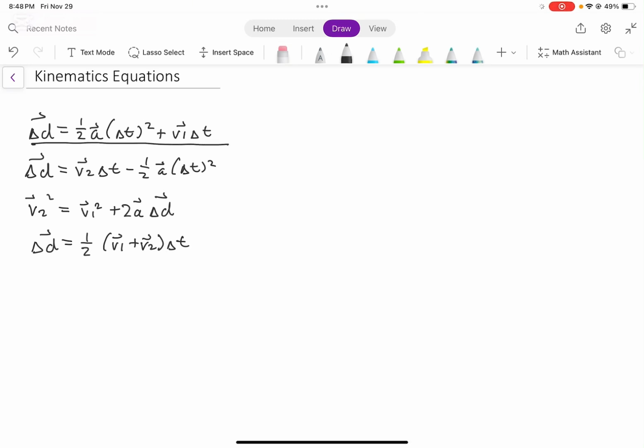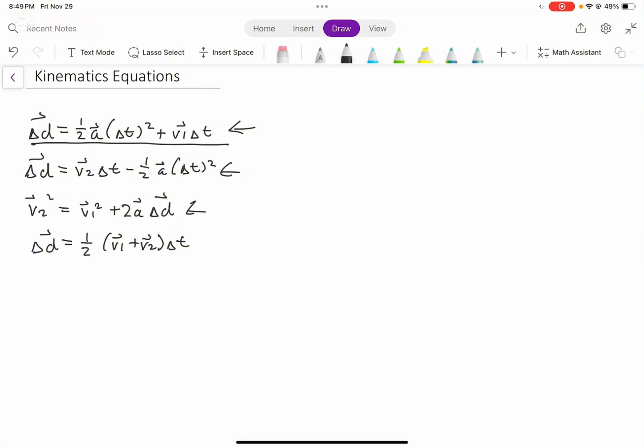There's no V2 in this equation. So if ever you have a bunch of givens but you don't have V2, you know that this equation will most likely help you out and can help you work through that question. In this one right here, you don't have V1. So if you don't have V1 in your question, or if it's not stated, you can probably use this equation right here if you're looking for any of these variables.